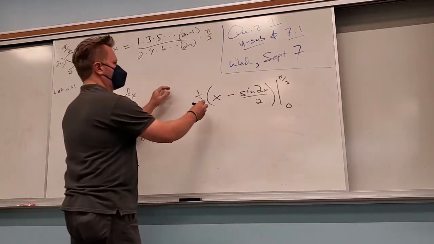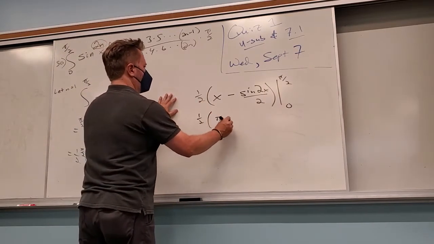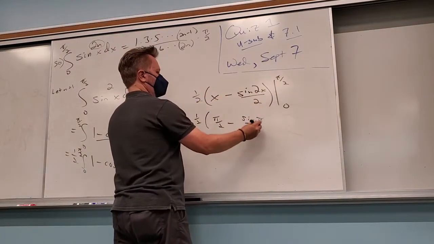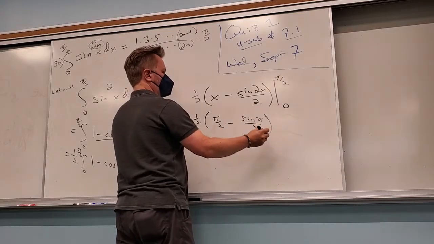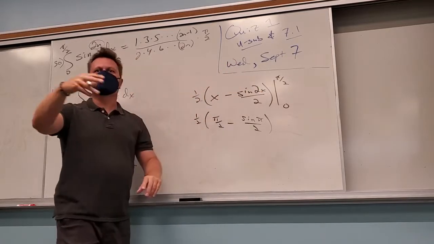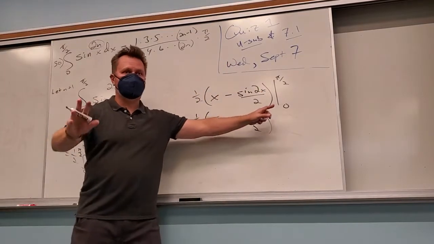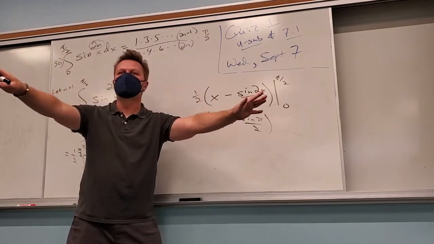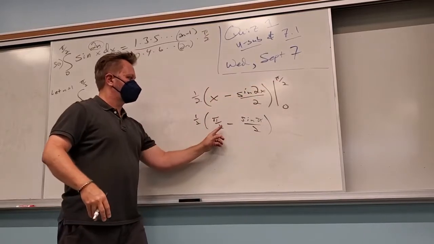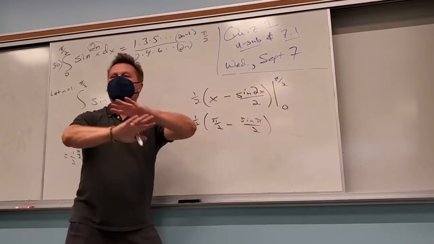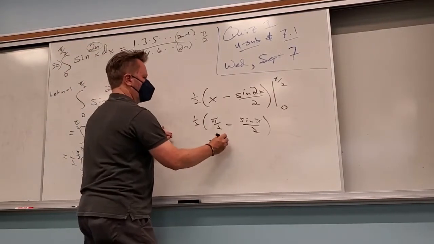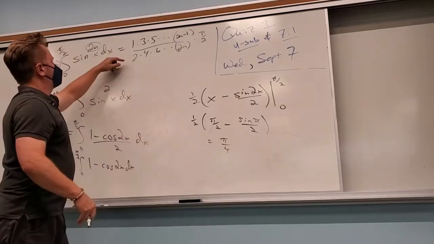So let's see, we get 1/2 pi over 2 minus sine of pi. Is that cool? And what's sine of pi? 0. And when I plug a 0 in, I get 0 minus sine of 0, which is 0. Everybody understand? I plug a 0 in, I get nothing. So I plug a pi over 2 in, I get pi over 2 minus 0. Plug a 0 in, I get nothing, so I don't even have to do it. So you get pi over 4.